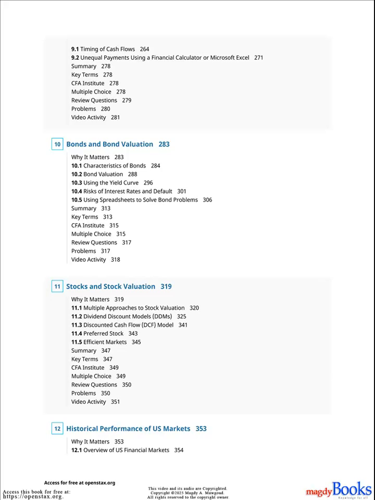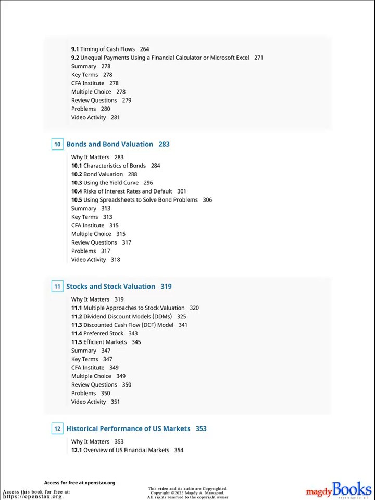Summary. Key terms. CFA Institute. Multiple choice. Review questions. Problems. Video activity. 10. Bonds and bond valuation. Why it matters. 10.1. Characteristics of bonds. 10.2. Bond valuation. 10.3. Using the yield curve. 10.4. Risks of interest rates and default. 10.5. Using spreadsheets to solve bond problems.